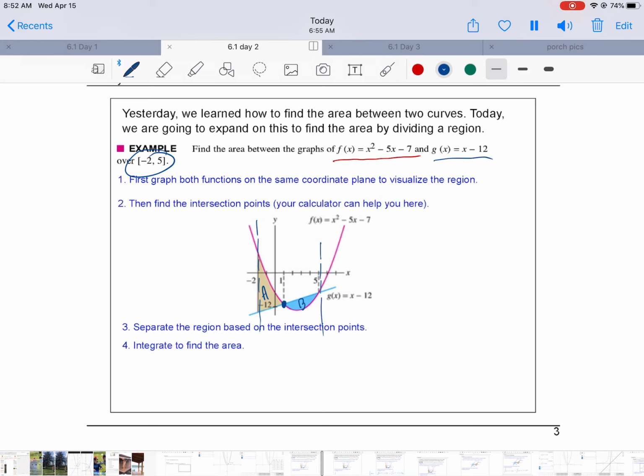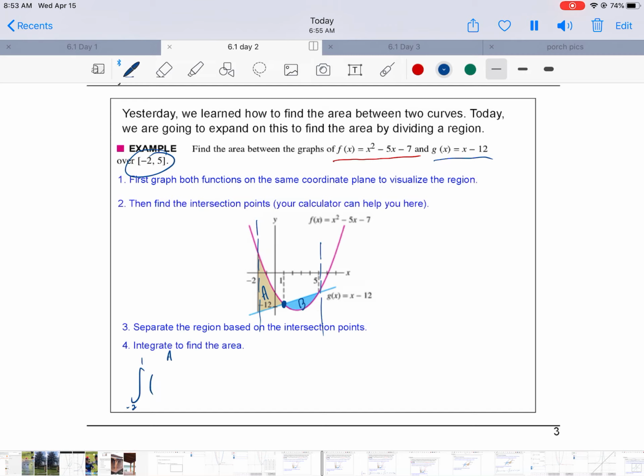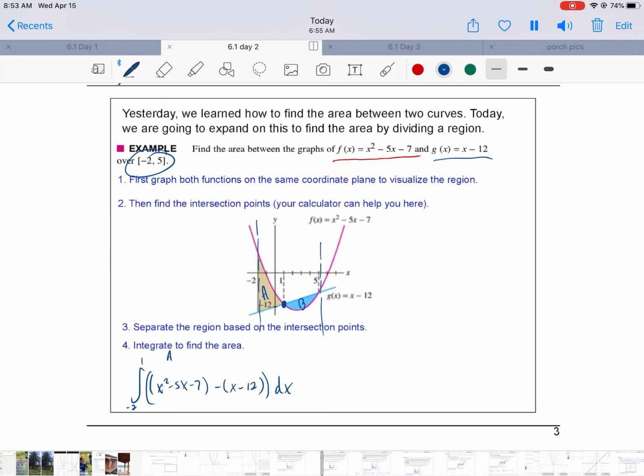If you recall back in the beginning of chapter 5 when we did our properties of integrals, we saw this property. We saw what was called adjacent integrals. Okay, and I'll explain that again in a little bit. So our first area, region A, goes from -2 until the point of intersection 1. The pink parabola is above the blue line, so we have x squared minus 5x minus 7 minus the quantity x minus 12.